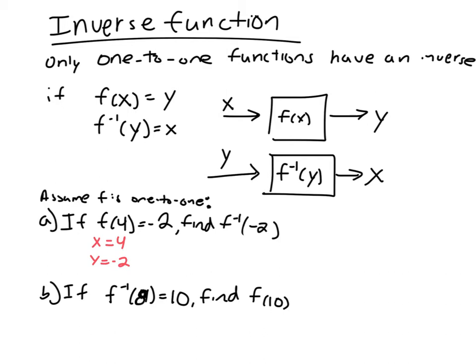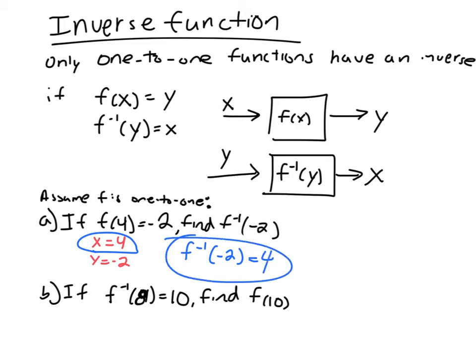Remember, when we have the inverse function, we take in the y value, we get out the x. So f inverse of negative 2 would equal the x value, which is 4. F inverse of negative 2 would be 4. Okay, now let's do the next one.